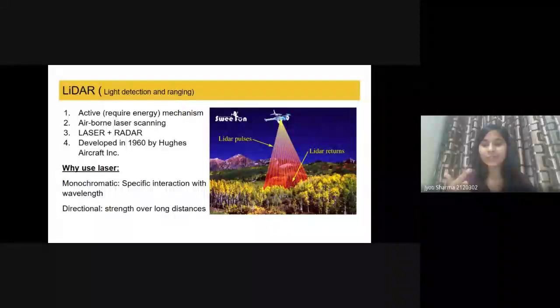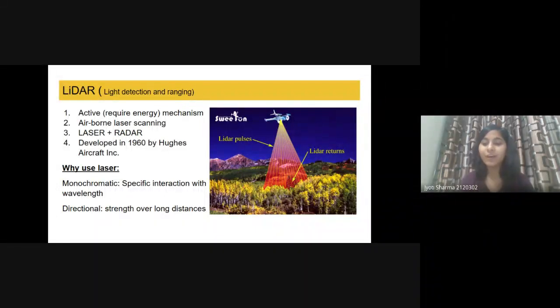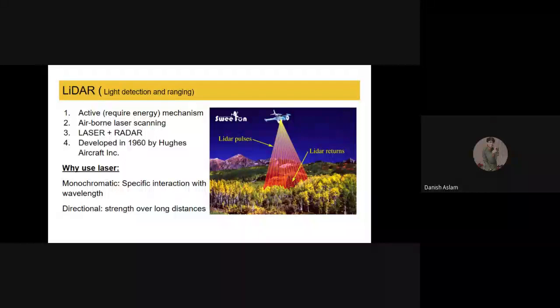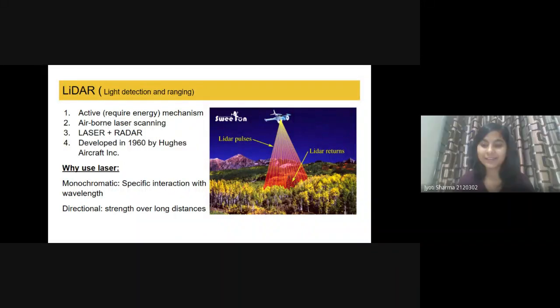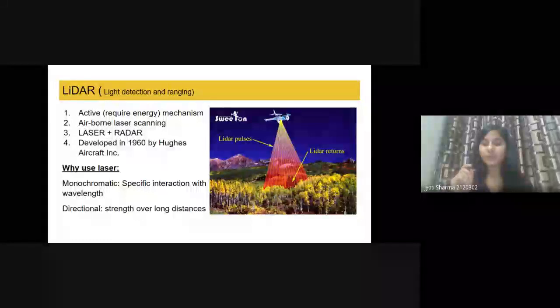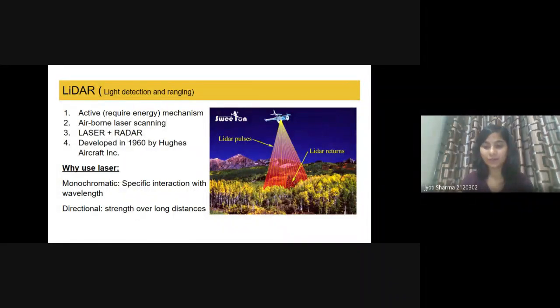So based on this formula, you know the formula. What's the formula that has the relationship between distance, speed, and time? Distance is equal to speed into time. Yes, and if we have the speed and the time, then we can estimate the distance of this object. Okay, so this is the application of lidar.